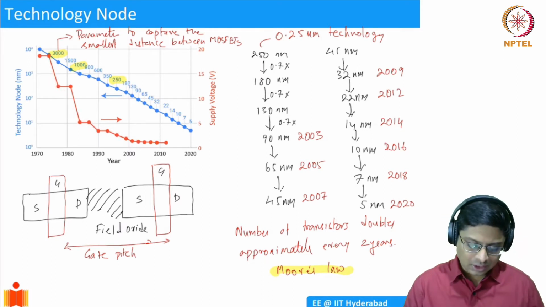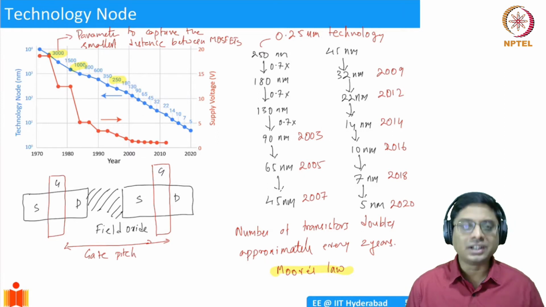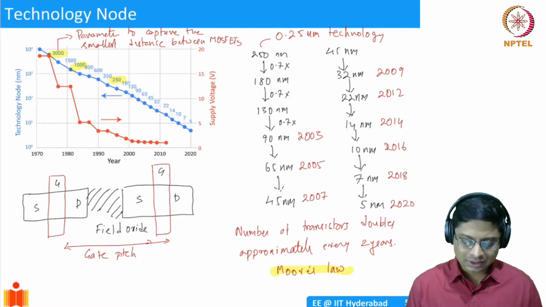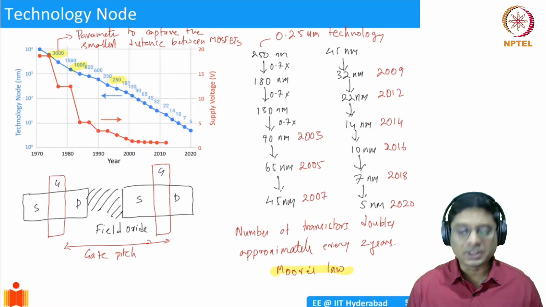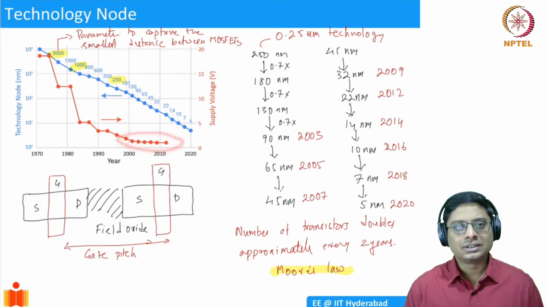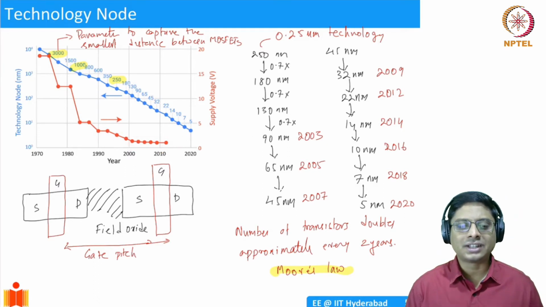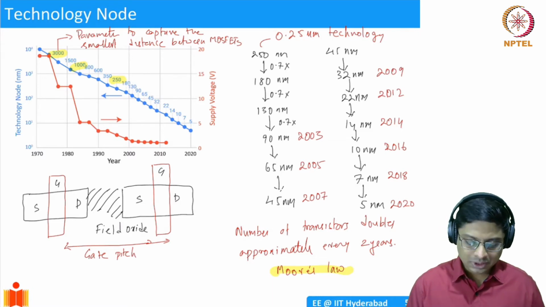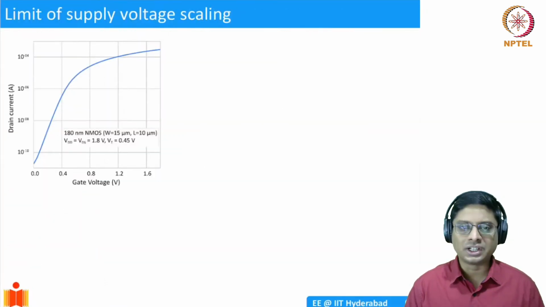So why this sort of trend in the voltage? We can easily understand the argument that the digital chip has to interface with the peripheral circuits, and so the voltage has to remain constant. That was fine. But in recent years, the reason why the voltage is not scaling has something to do with the fundamental device. So you might have seen this graph already, right?